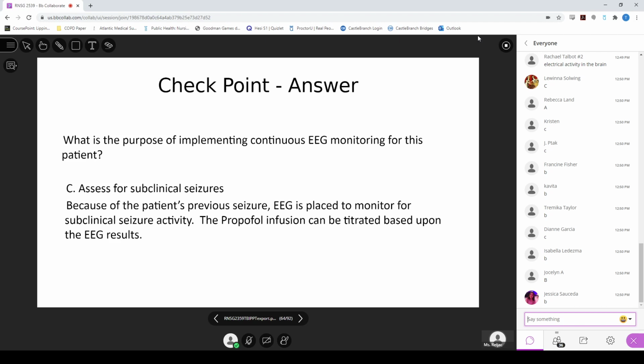The outside observations of the seizure can be masked by medications when the activity in the brain can still be happening.